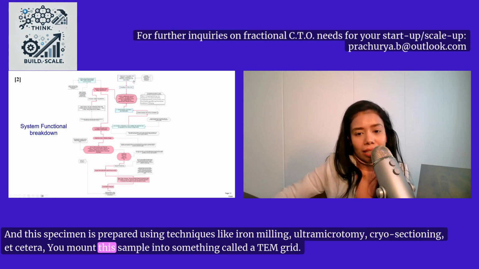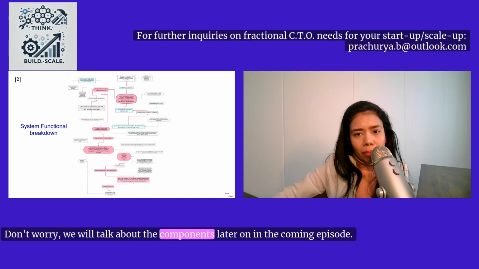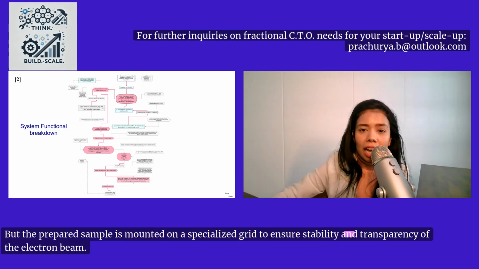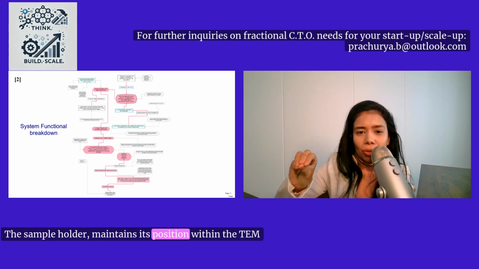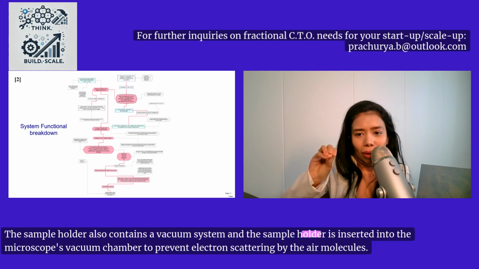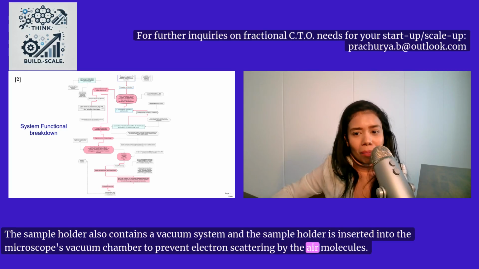You mount this sample into something called a TEM grid. It is a component within the TEM. Don't worry, we will talk about the components later on in the coming episode. The prepared sample is mounted on a specialized grid to ensure stability and transparency to the electron beam. The sample holder maintains its position within the TEM. The sample holder is inserted into the microscope's vacuum chamber to prevent electron scattering by the air molecules.